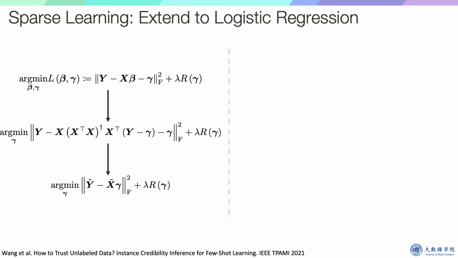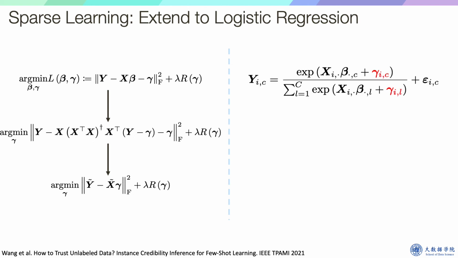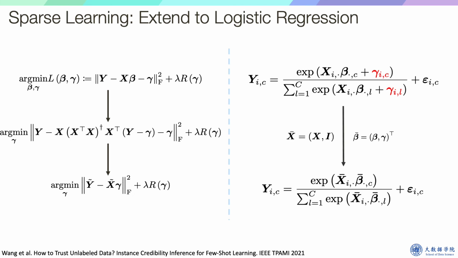We can further extend the sparse learning framework to the logistic regression case. Similar to the linear regression case, we introduce a noise indicator to the linear predictor. Then, with a simple transform, we can get a standard logistic regression model with extended coefficients. Thus, we can use popular optimization algorithms to solve this model.